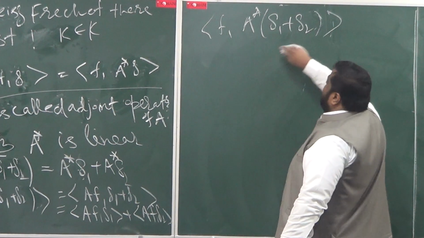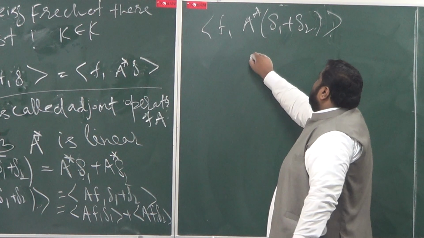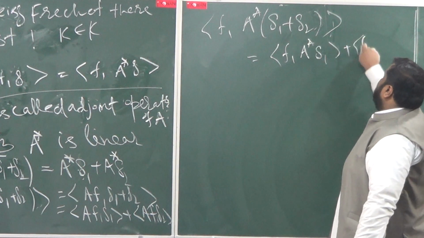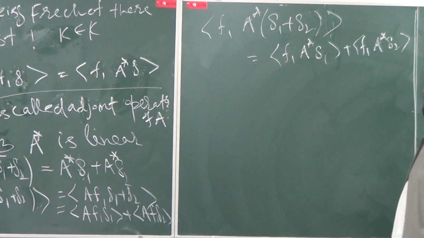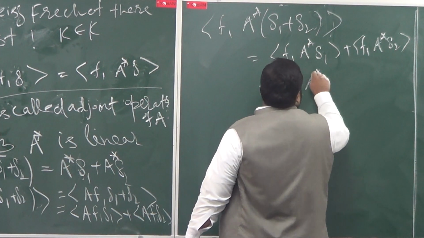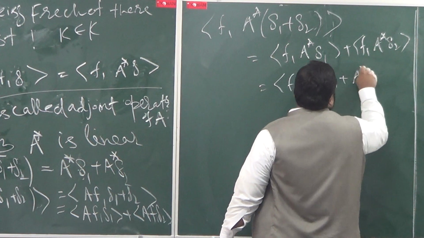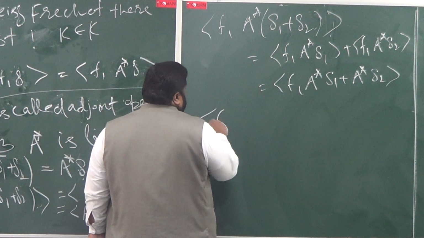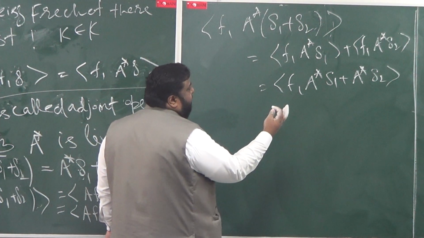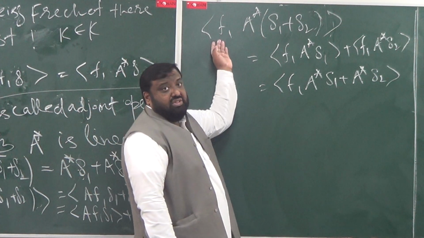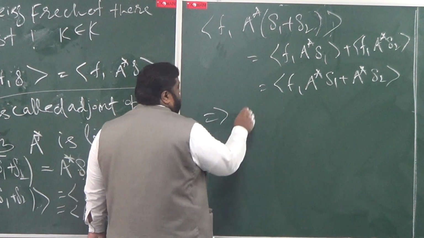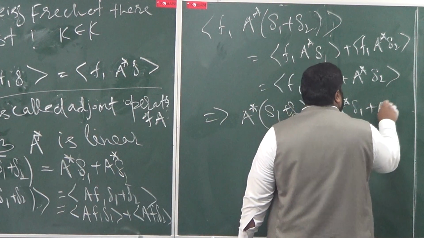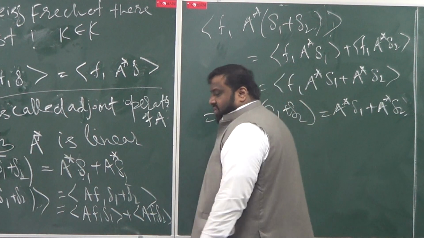I'm not specifying where f and g1 and g2 are from; I'm assuming that you know it already. So you're going to get f, A star g1 plus f, A star g2, which is the same as f, A star g1 plus A star g2. And this is true for all f. So I can take this difference on both sides, zero, and what this shows essentially is that A star g1 plus g2 is the same as A star g1 plus A star g2.